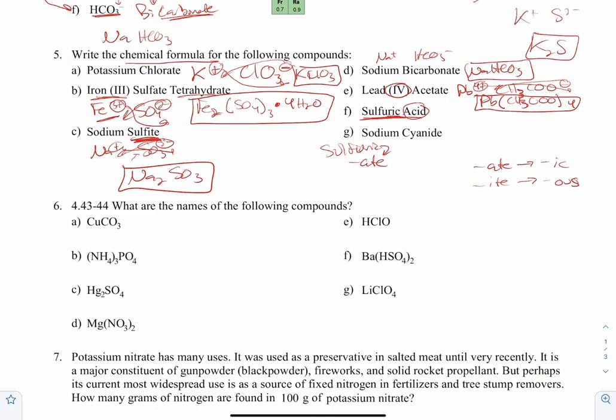Ate-ic and ite-ous, I don't know why I remembered it like that. It seems like it's a poem, but it's not. Just say ate-ic and ite-ous, and hopefully that should make it easier when you're naming acids. This is particularly only for acids, okay? I'll just put acids. All right, so sulfuric acid.